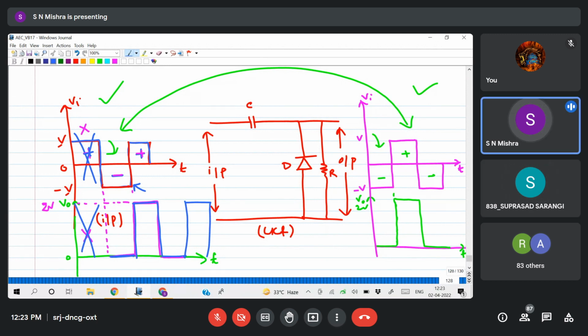If the positive half cycle is given first, then you have to ignore this positive half cycle and start from the negative half cycle. If the question is given with the negative half cycle initially, then directly you can go for this one.